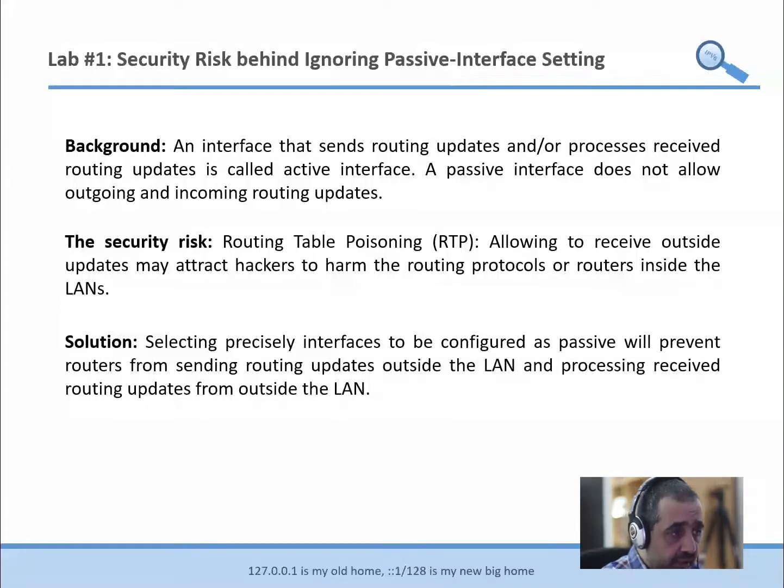The solution is to select precisely which interfaces are to be configured as passive. This will prevent routers from sending outside routing updates and from processing routing updates received from the outside.